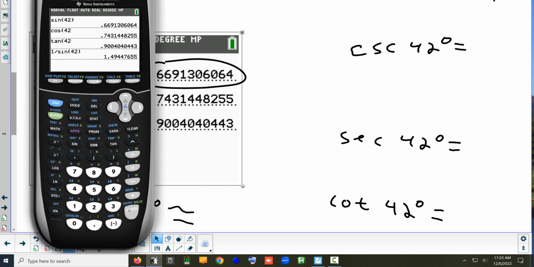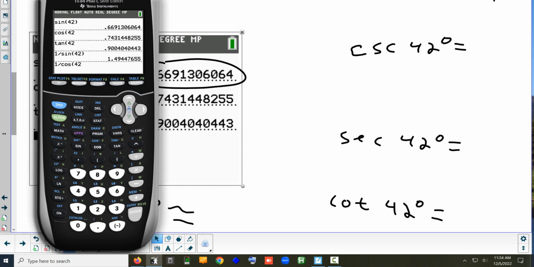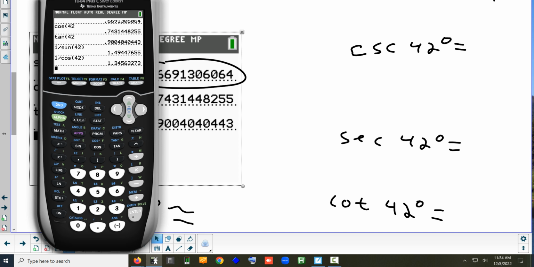There you go. I would use the exact answer. I would not round that and flip it. Just type it in like I just did. How would you type in secant? Flip the cosine. And how would you type in cotangent? Flip the tangent.